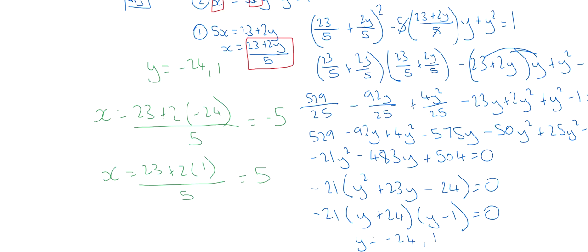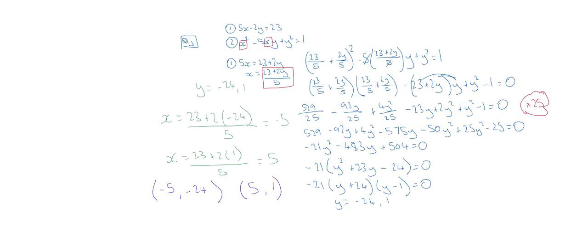So that means we have 2 sets of coordinates. We have when x is negative 5, y is negative 24. And when x is positive 5, y is 1. Now, just a reminder, these are points of intersection. That is what the solutions mean. Where these two graphs meet twice, and it's these 2 points. All right, so let me know if you need any more help. Good luck.